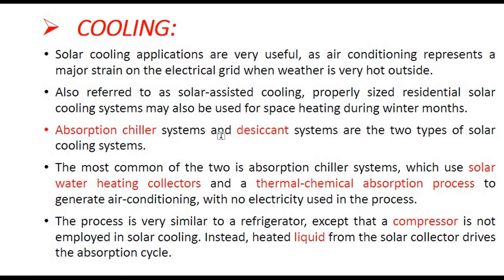Absorption chiller system and the desiccant system are the two main types of solar cooling system. But the most commonly used system is the absorption chiller system, in which solar water heating collectors and a thermal chemical absorption process take place to generate air conditioning with no electricity used in the process. The process is very similar to a refrigerator, except that a compressor is not employed in solar cooling. Instead, heated liquid from the solar collector drives the absorption cycle.